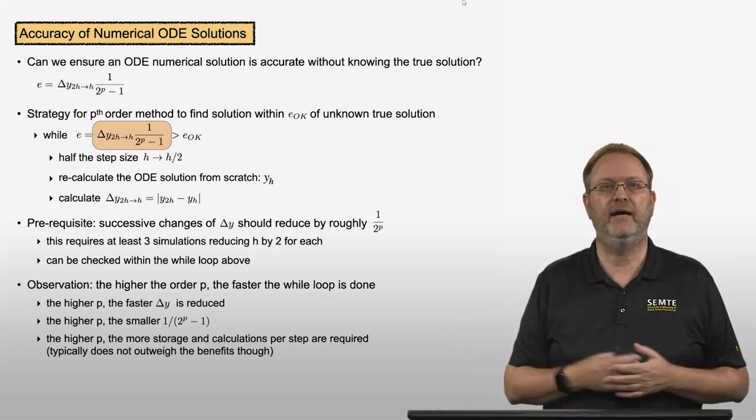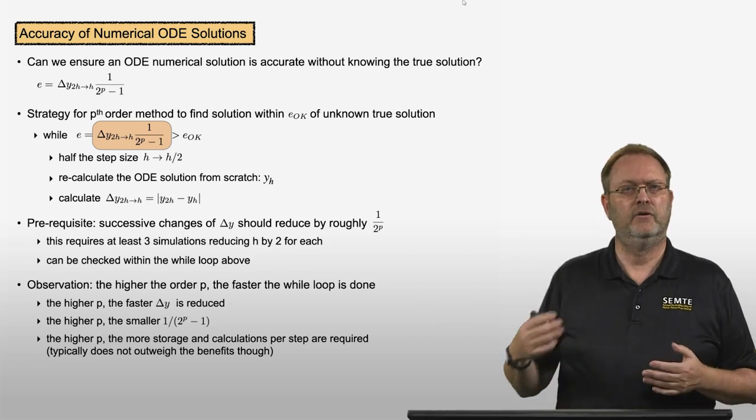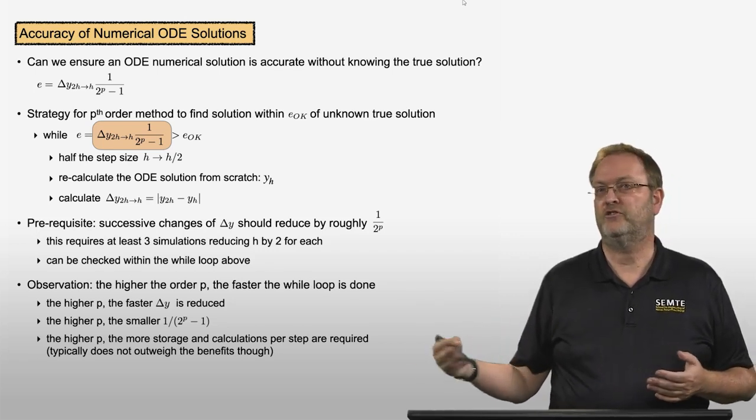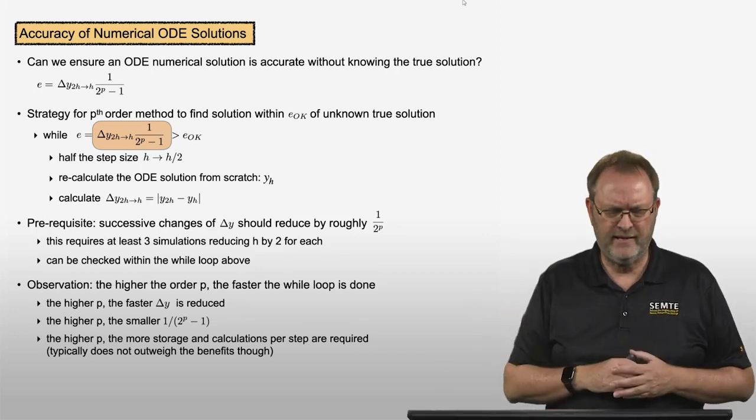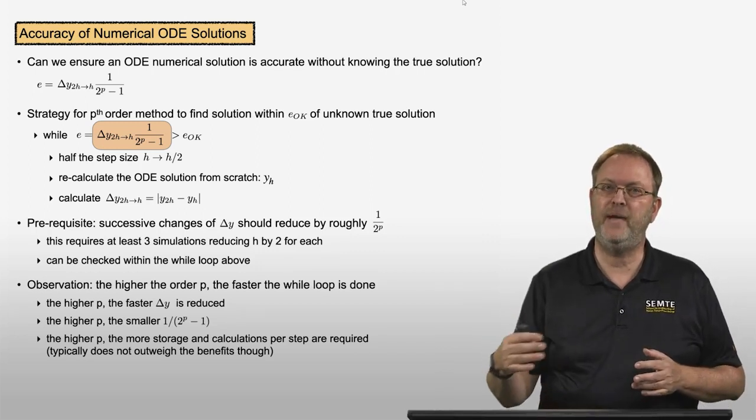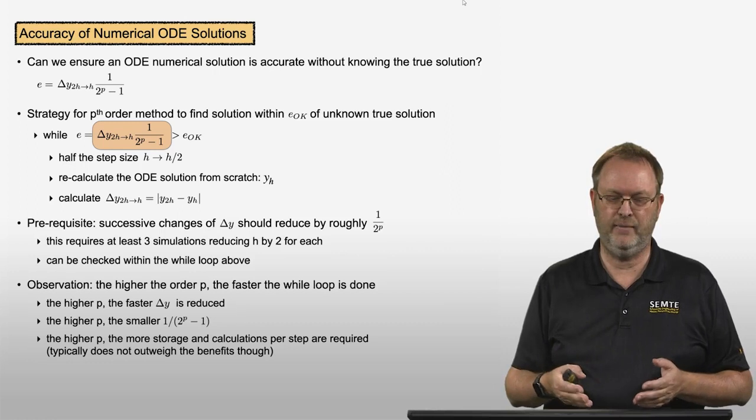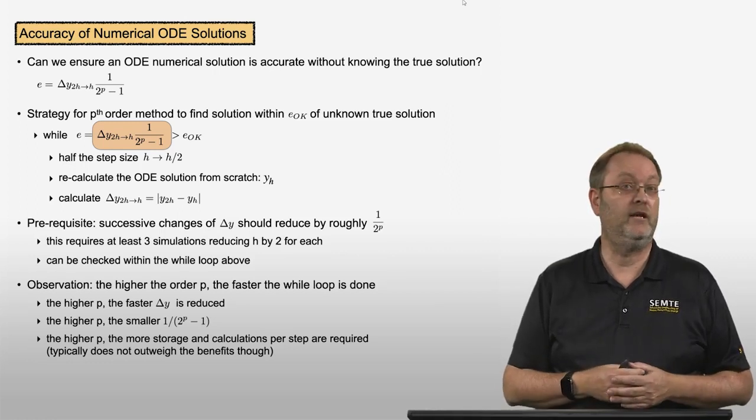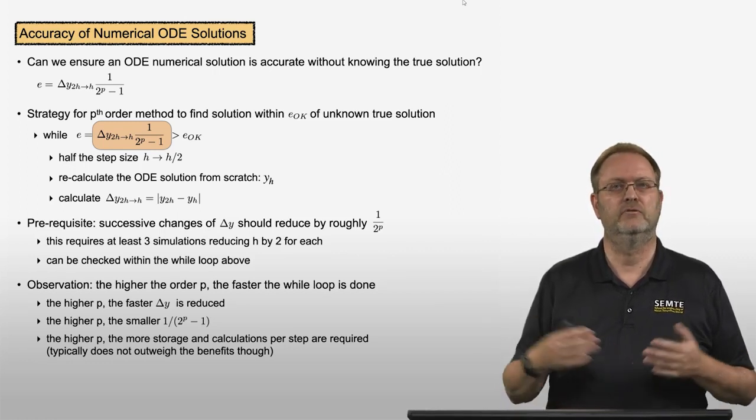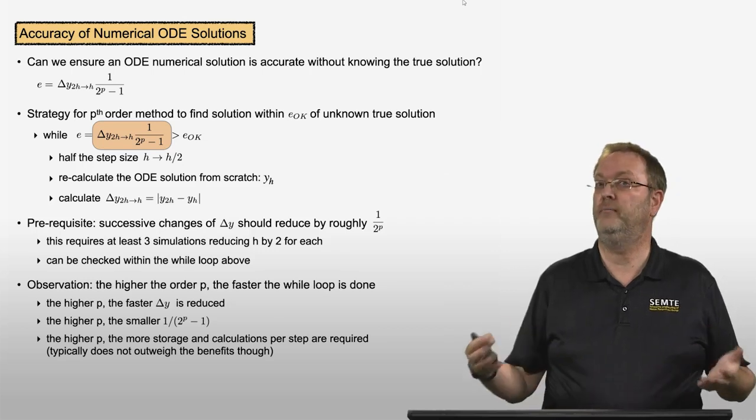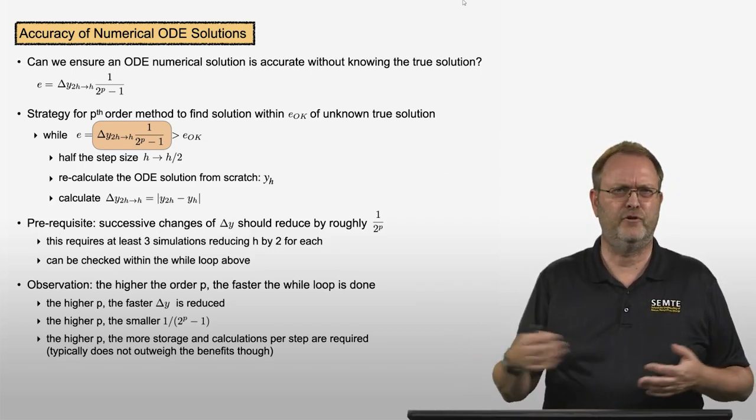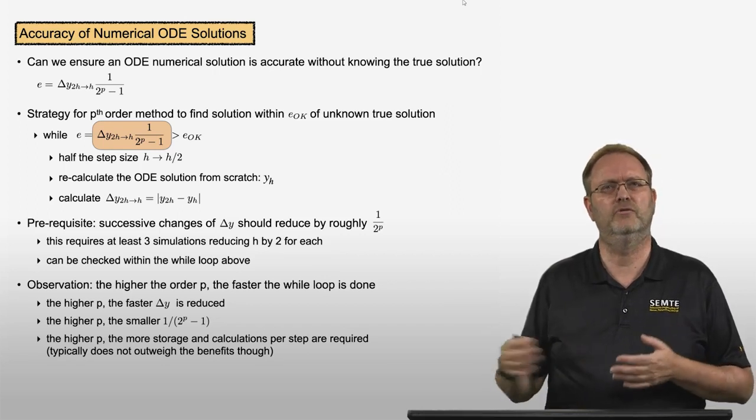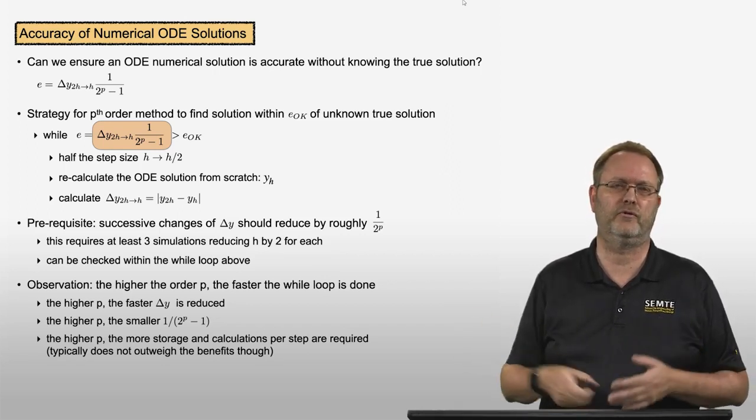But of course, the higher the order p is, the more storage and calculations per step are required. But typically that does not outweigh the benefits that we get by being able to converge the while loop faster. So that's why typically higher order methods are preferable over lower order methods, meaning just first or second order methods, and we tend to want to use third or fourth order methods.